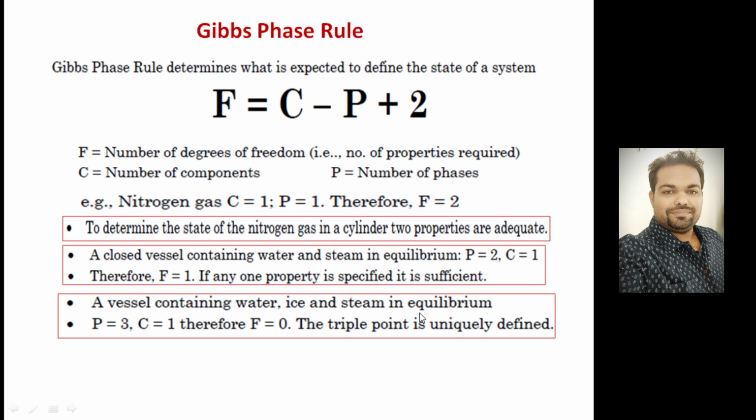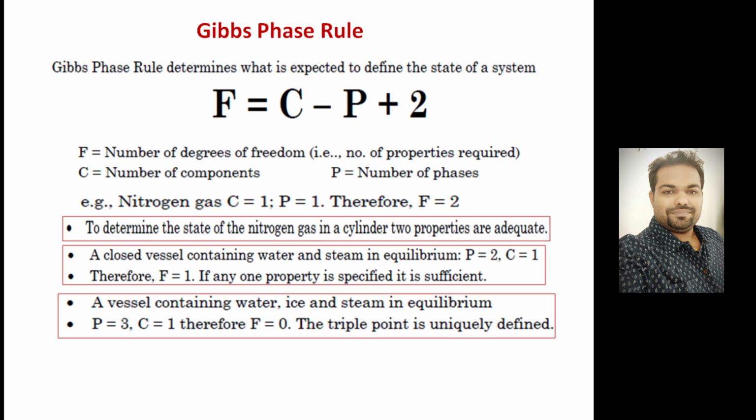There are byproducts of water, so the number of components is one and the number of phases P is 3. If you substitute this value in this equation, you will get the number of properties equal to 0. That means you don't need any independent property to find out the state. But then what we will have to use is a point called the triple point.